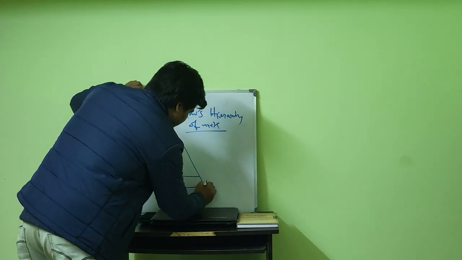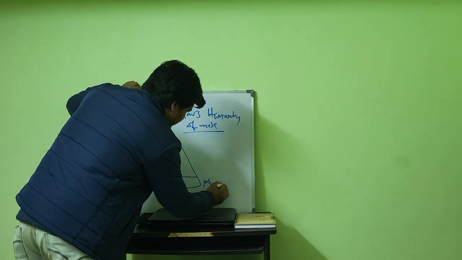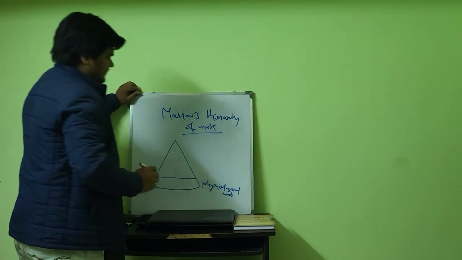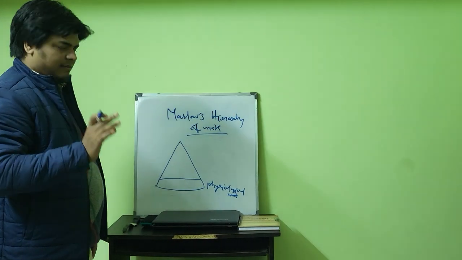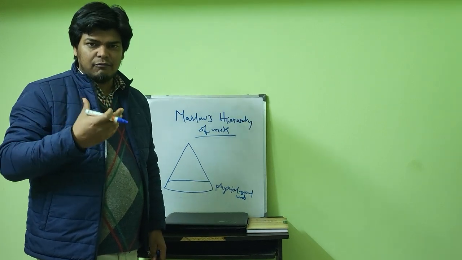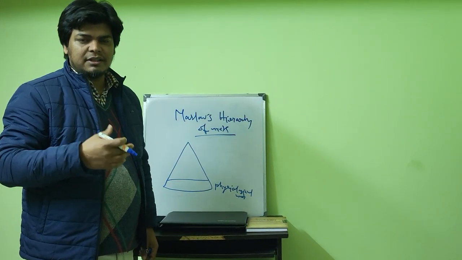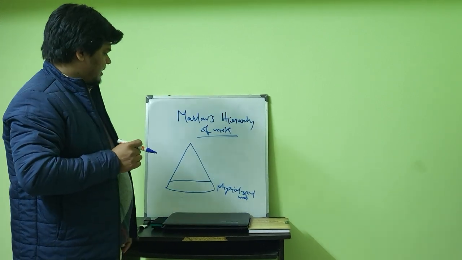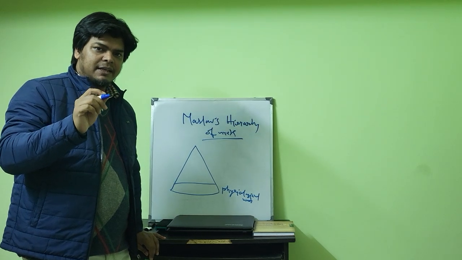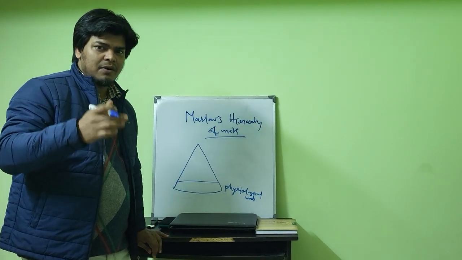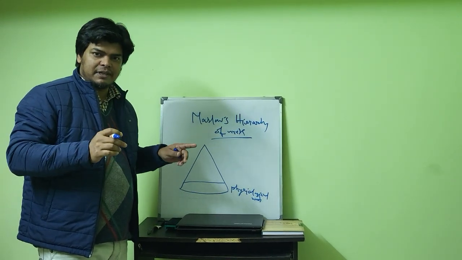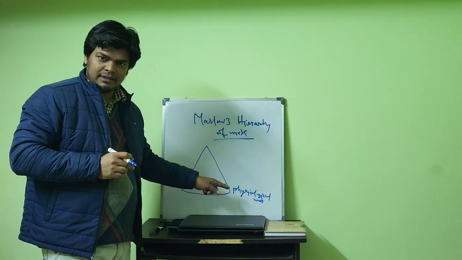physiological needs. Physiological needs are biological needs, the needs of food, thirst, and sleep. These are basic needs. His main idea was that a human is motivated according to his needs. Once these needs are fulfilled, an employee or worker cannot be motivated by these needs alone.